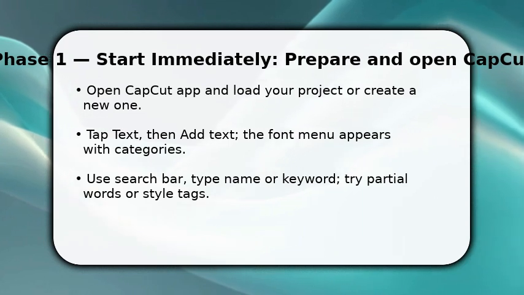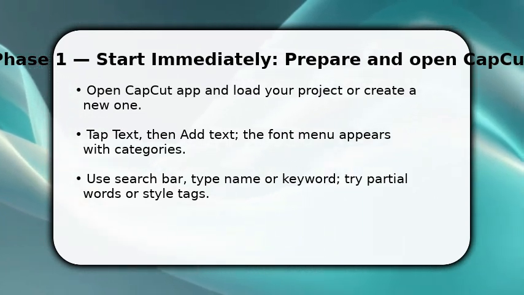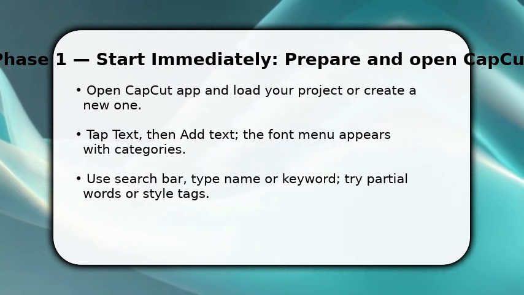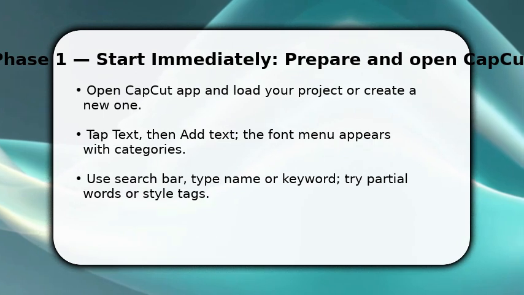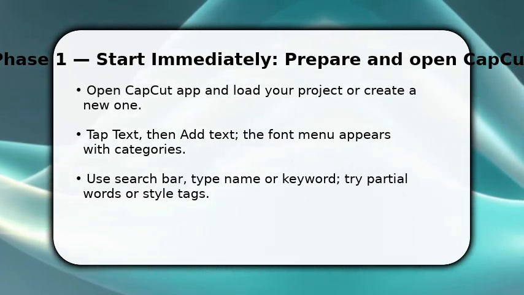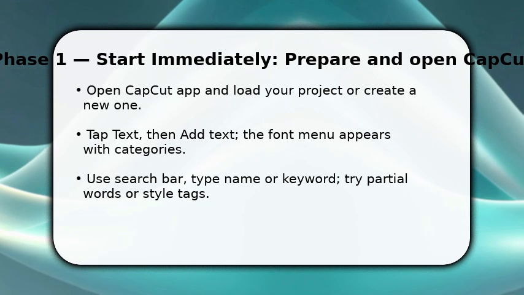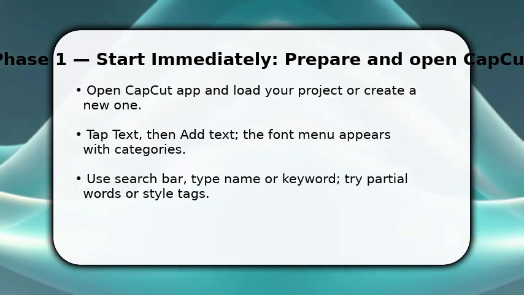Use the search bar at the top, type a font name or a style keyword like script or bold if you don't know the exact name. This narrows thousands of options, so you find similar styles faster. Make sure to keep the text layer selected while searching, because Capcut updates the preview live.